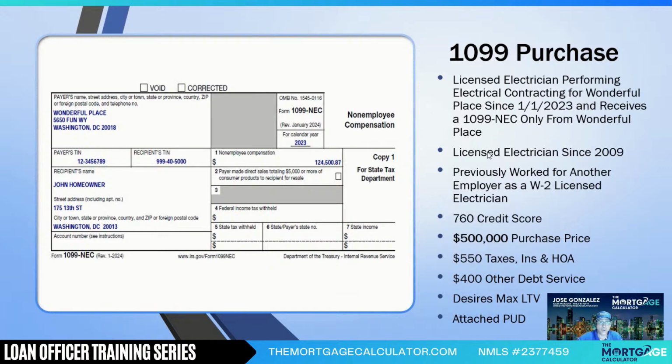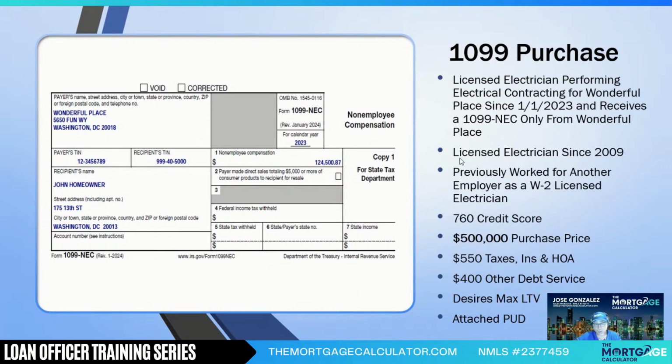Now, important to note is he only contracts his services out to Wonderful Place. So for this particular program, he may have more than one, but we can only use one. If they have a bunch of 1099s, that's not for this particular 1099 option, right?